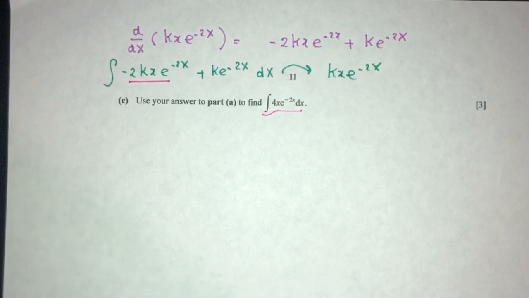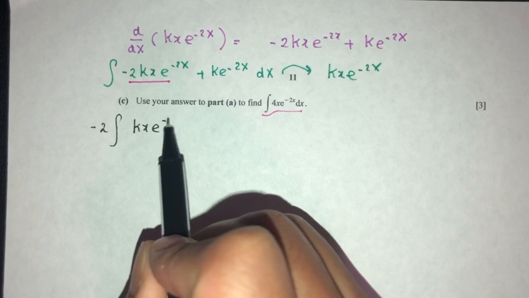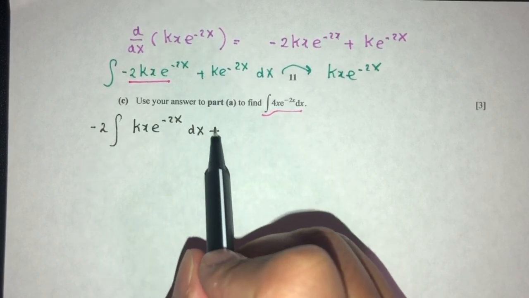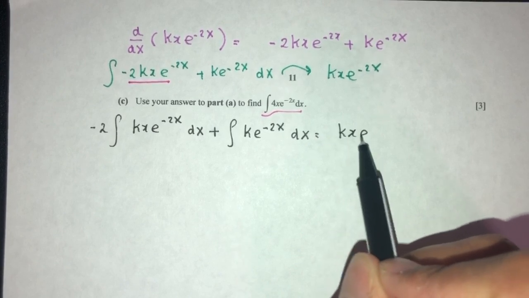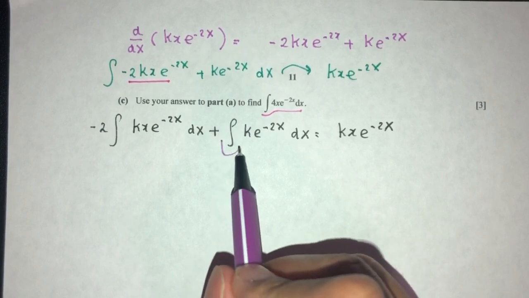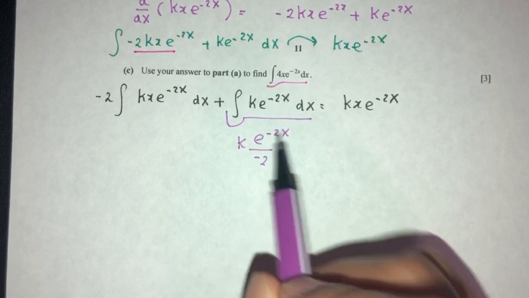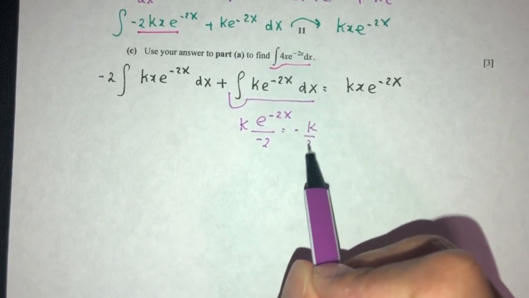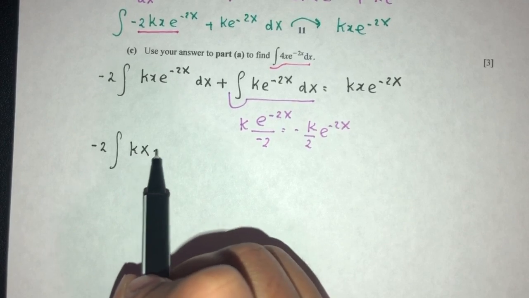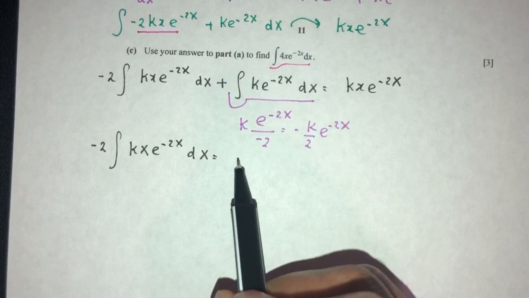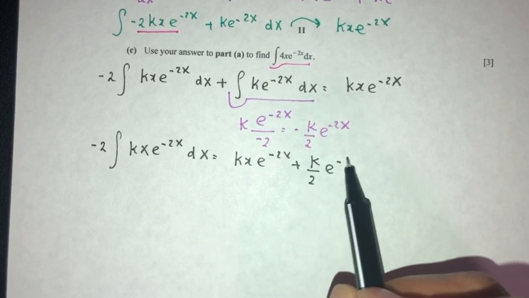First things first, let's play with this. We can break this down. The first one is minus 2, kx exponential minus 2x dx, then plus k exponential minus 2x dx is equal to kx exponential minus 2x. Now this one is pretty simple. We should know how to solve this. It's the value of exponential minus 2x divided by minus 2, but here we have k, which is only a multiple, so it will become minus k over 2 exponential minus 2x. So finally, minus 2kx exponential minus 2x dx is equal to kx exponential minus 2x. Send this over here, it becomes plus k over 2 exponential minus 2x.